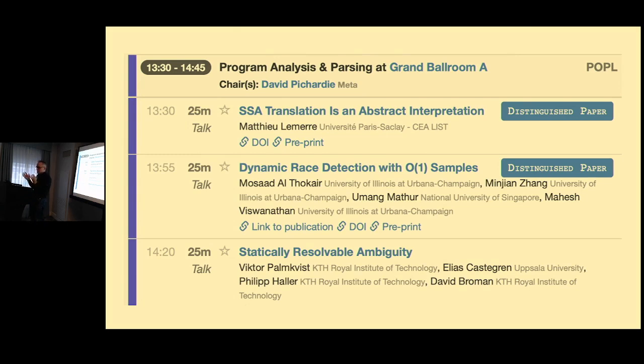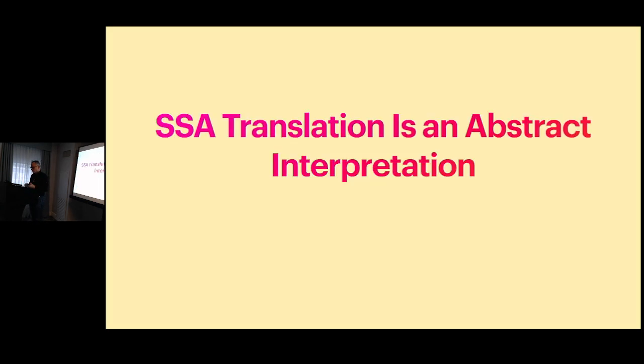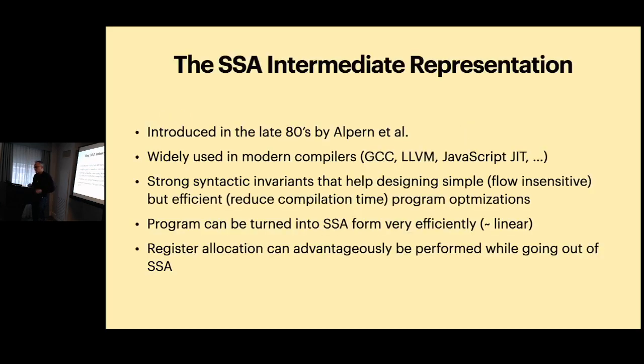So I will split my talk in 3 parts. And we will start with the first paper, which is about SSA translation as an abstract interpretation. So it deals with SSA, so a bit of background on SSA form. It's an intermediate representation that was introduced in the 80s, and it's very, very popular these days. It is used in GCC, LLVM, all modern JIT compilers rely on that.